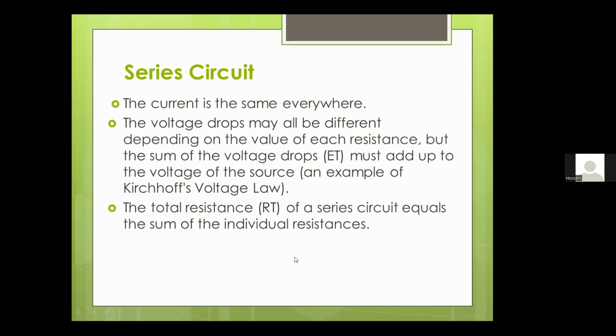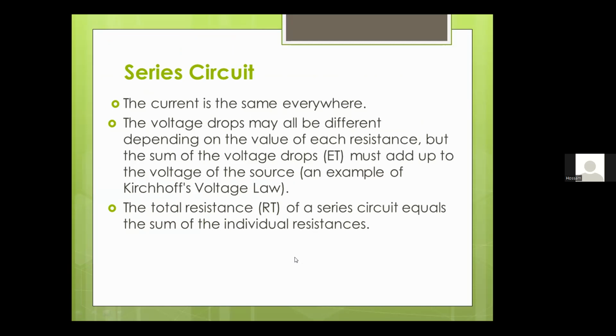In the series circuit, the current is the same everywhere. No change in current in the series circuit. The voltage drops may all be different depending on the value of each resistance. Each resistance has its own voltage drop, but the sum of all the voltage drops will equal the voltage source, or the sum of the voltage sources, like Kirchhoff's voltage law.